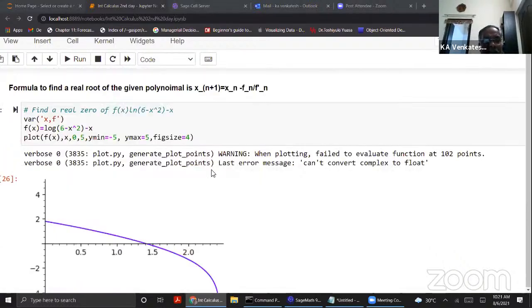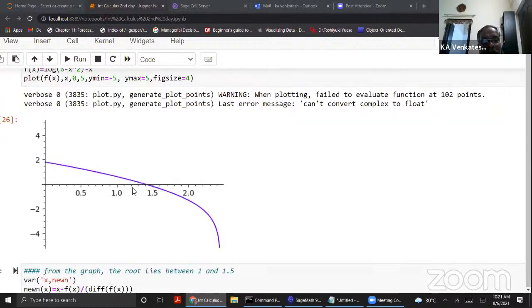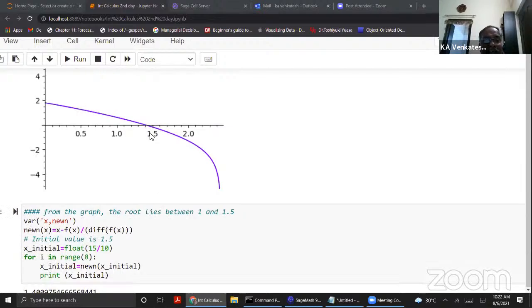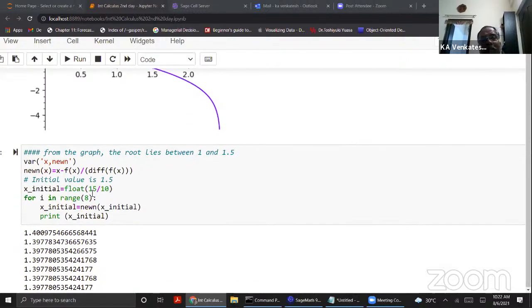Looking at the graph, it crosses the x-axis somewhere between 1 and 1.5. So either I can start from 1 as x0 or I can start from 1.5. Once you have identified where the root lies, we are going to identify one real root. I'm defining the Newton-Raphson method as a function called newton. The formula is x minus f of x by the derivative of f of x. The initial value is 1.5. I'm coming from this direction, from the left side, so I define 1.5 as a float, 15 by 10, that is x initial.